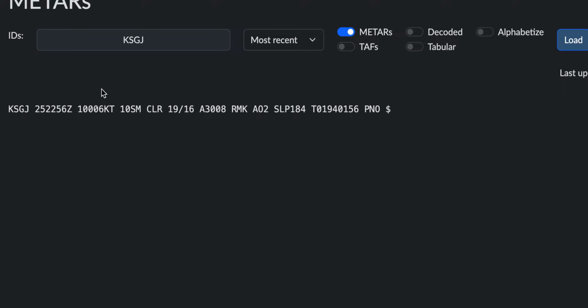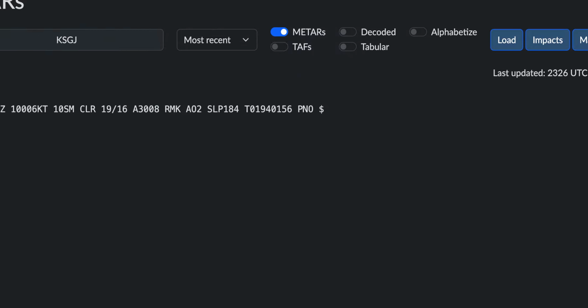So SGJ looks pretty good. The 25th day, 2256 Zulu, winds 100 at 6 knots, 10 statute miles, clear, temperature 19, dew point 16 degrees Celsius, altimeter 3008, remarks, precipitation discriminator, and pretty much the rest is irrelevant to determining whether or not I'm going to make a no-go decision. So 10 statute miles, clear, VFR, again, pretty nice.